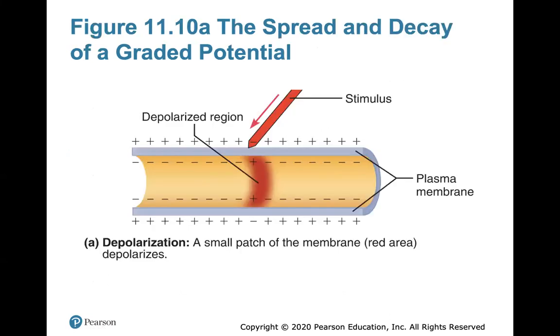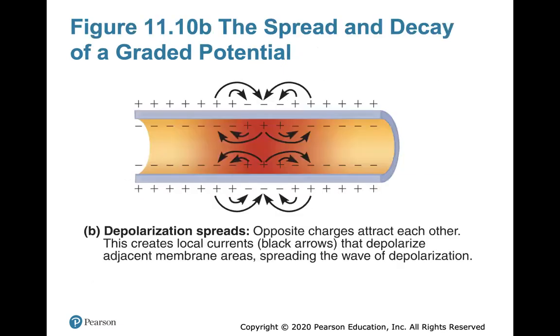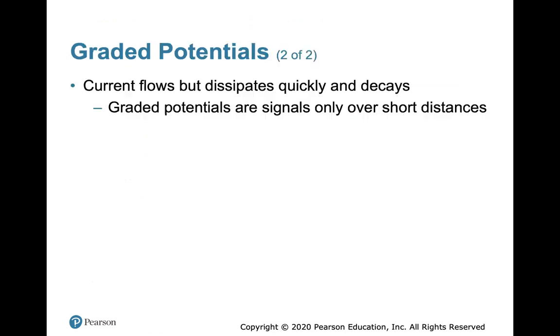So here's just a look at a graded potential. It'll occur at a stimulus and then it'll decay as it spreads out. Once the gated ion channel opens in a graded potential, depolarization will spread from one area of the membrane to another. As you can see here, the spread of depolarization will occur in both directions.